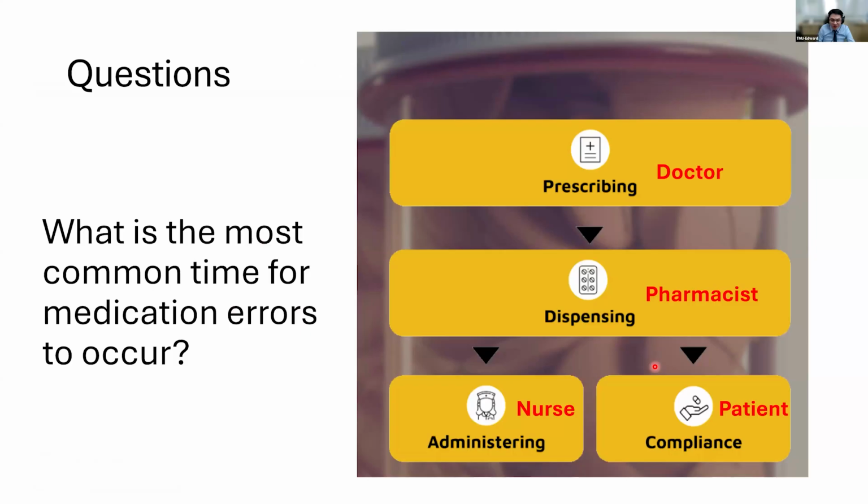Now I have another question for you. What do you think is the most common time for medication errors to occur? Let me help you explain this figure. First, consider you go to see the doctor, and the doctor will use a computer. We usually call this a CPOE, computer physician order entry, and order the drug. So we say this is prescribing.